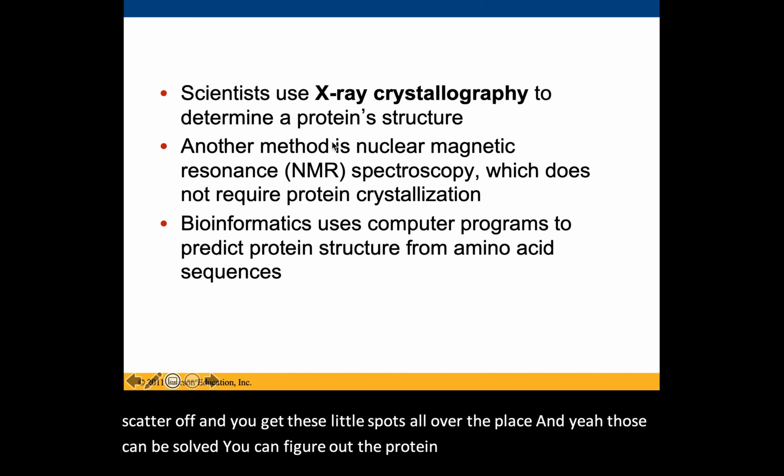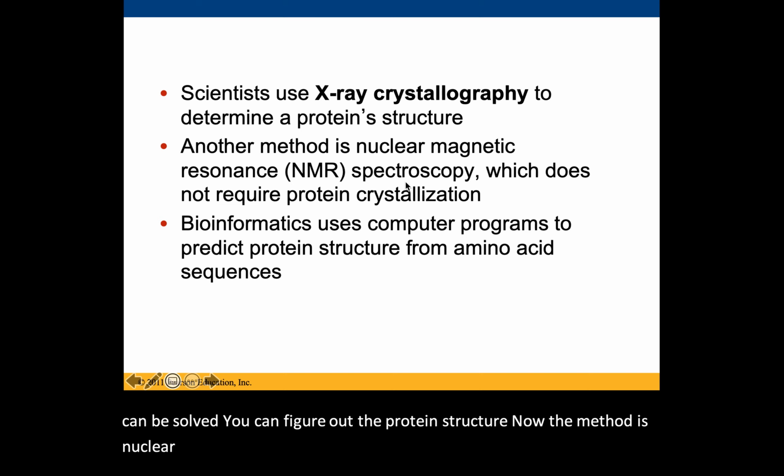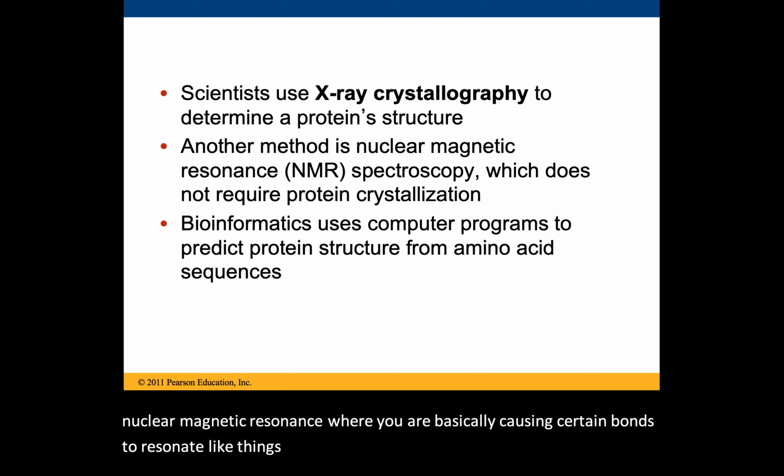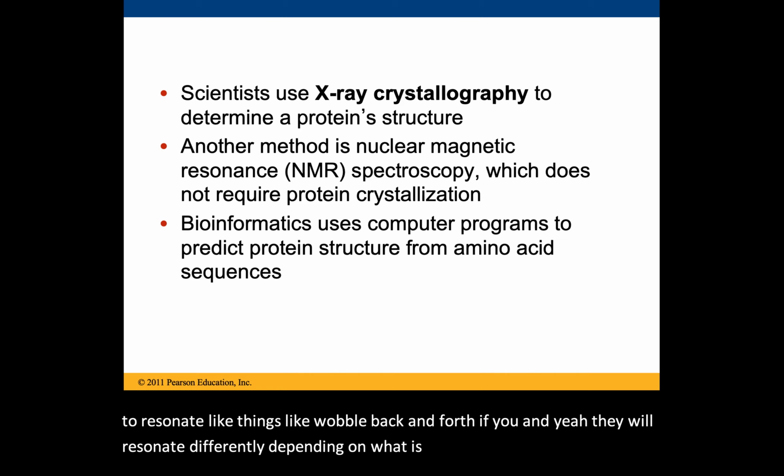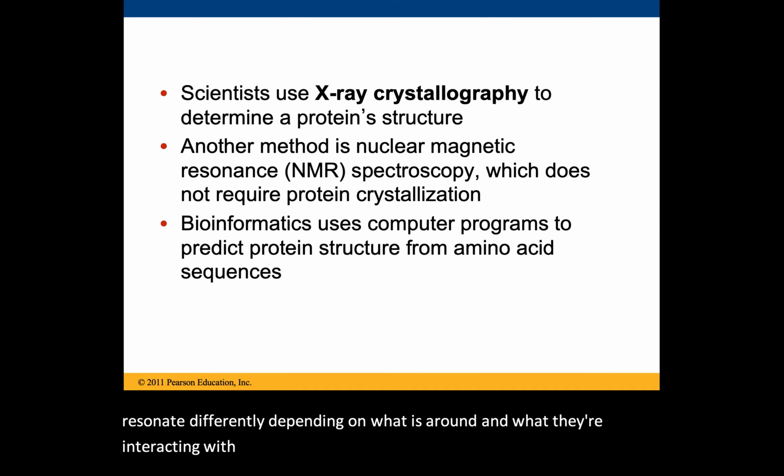Another method is nuclear magnetic resonance, where you are basically causing certain bonds to resonate. Think like wobble back and forth, if you like. And yeah, they will resonate differently depending on what is around and what they're interacting with. They can do a little more or a little less.